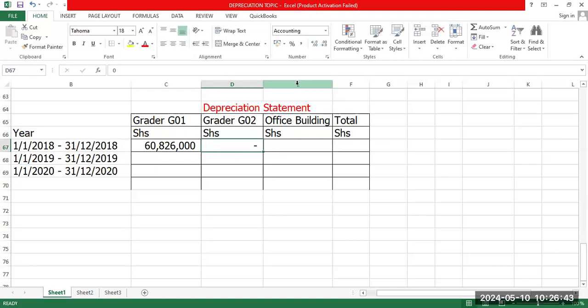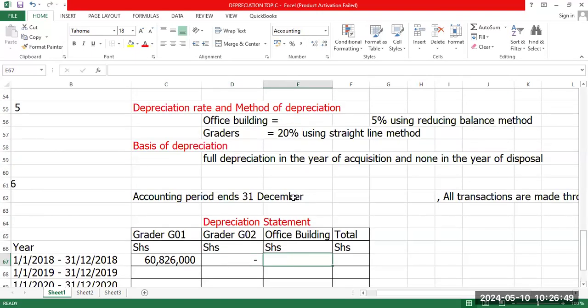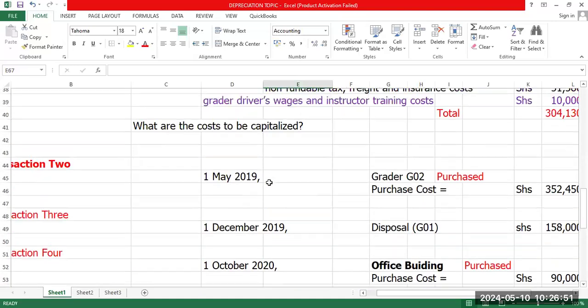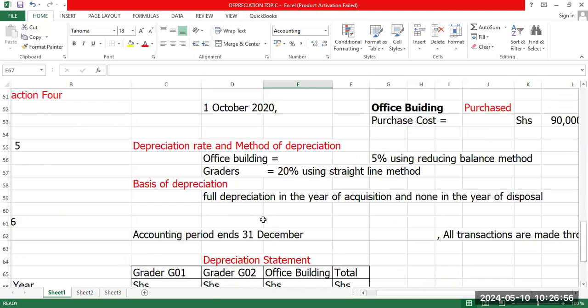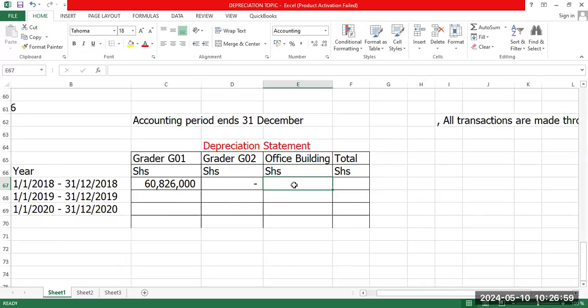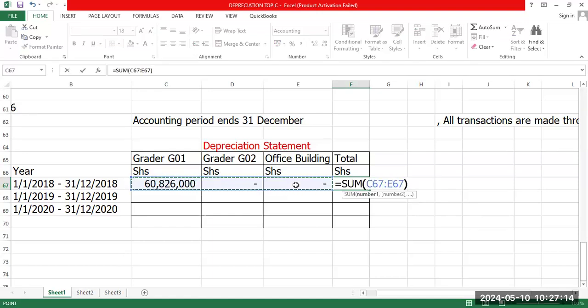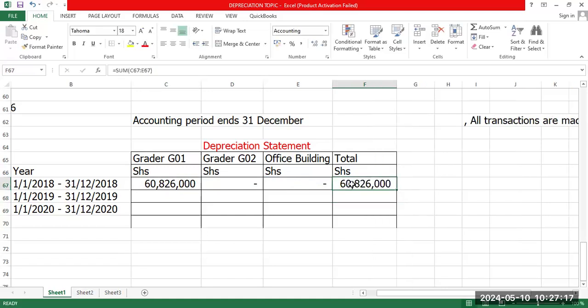Even the office building was not there, isn't it? We actually purchased the office building on 1st October, so we cannot give a depreciation here, because in 2018 there was no office building. So what is total depreciation for 2018? You just add from here up to here, and that is total depreciation for 2018.